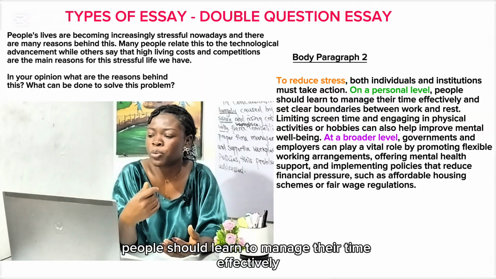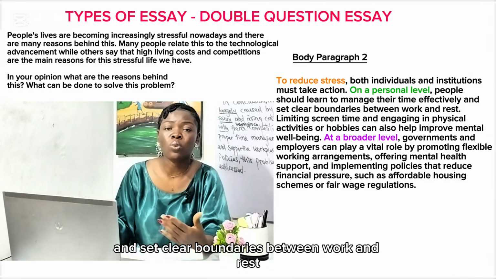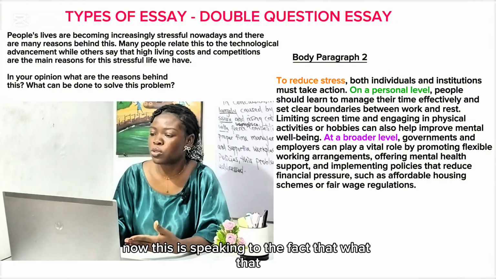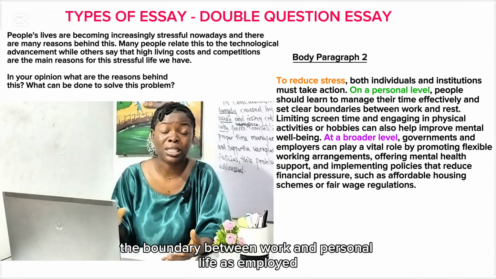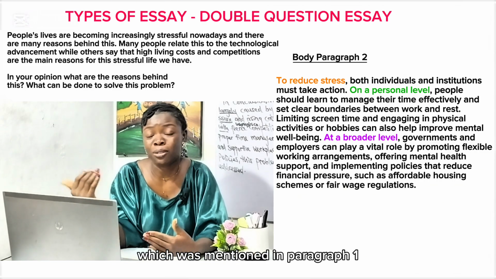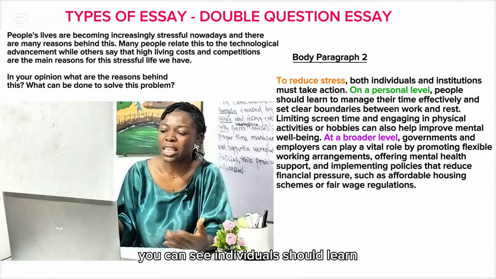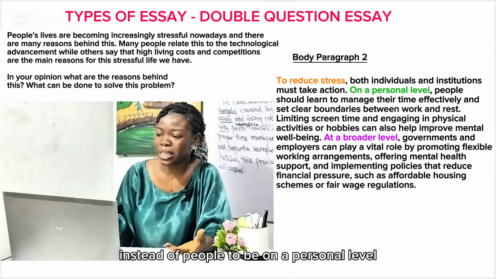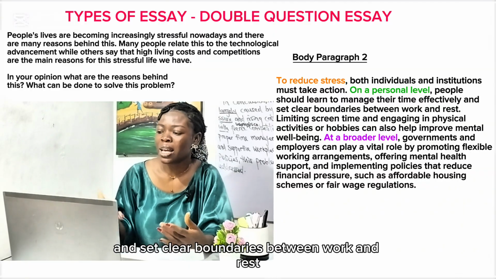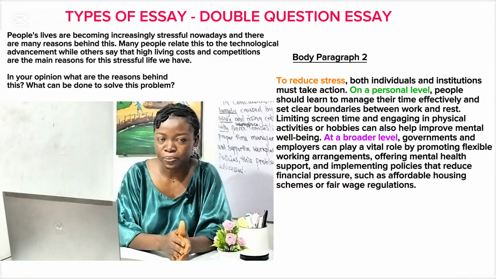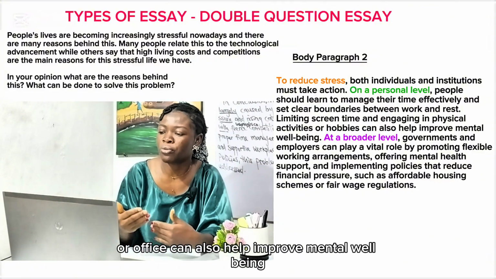On a personal level, people should learn to manage their time effectively and set clear boundaries between work and rest. Now this is speaking to the fact that the boundary between work and personal life has blurred, which was mentioned in paragraph 1. I hope you get that. So on a personal level, you can say individuals should learn, instead of people, on a personal level, individuals should learn to manage their time effectively and set clear boundaries between work and rest. Limiting screen time and engaging in physical activities or hobbies can also help improve mental well-being.